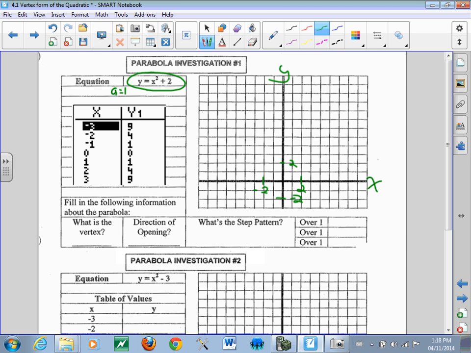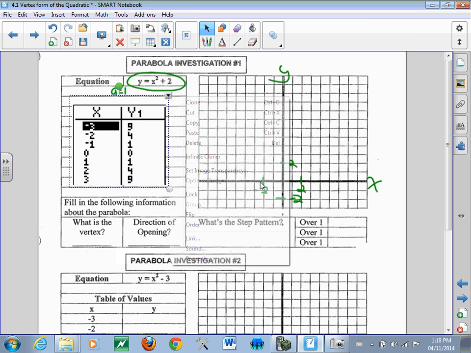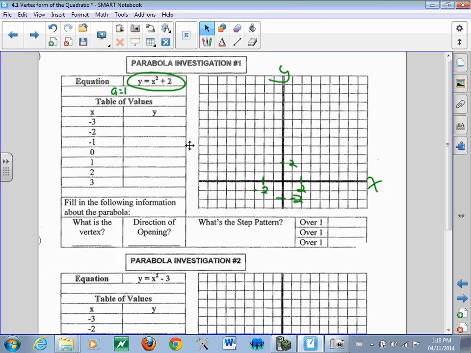I apologize, folks. I grabbed the wrong equation. That was for the first one, so I apologize. Let me clear that one out. Sorry, guys. Live video, let's try that again.